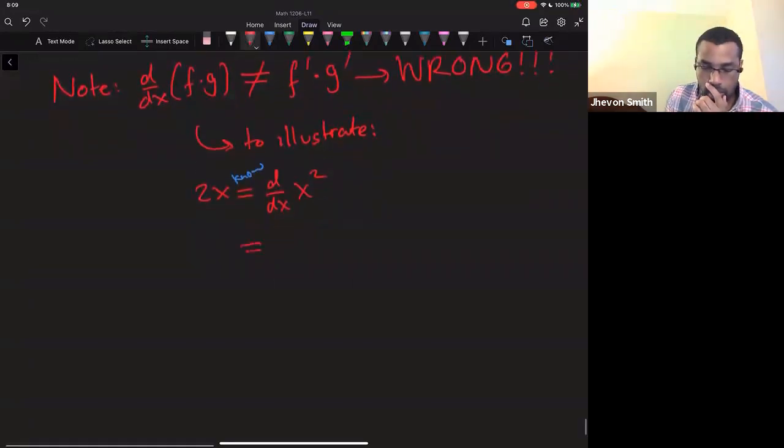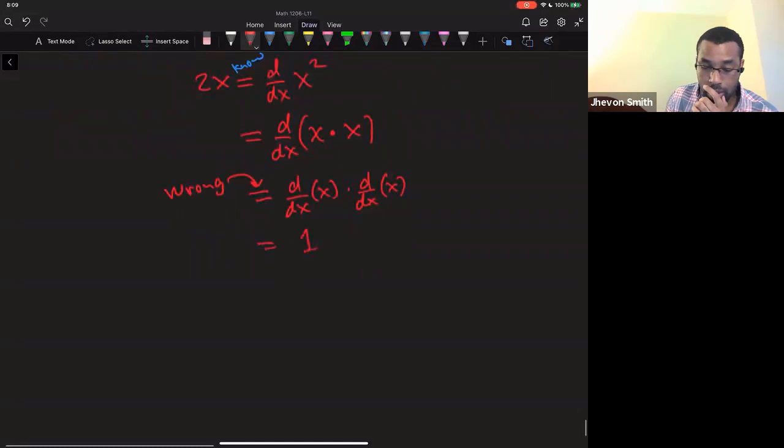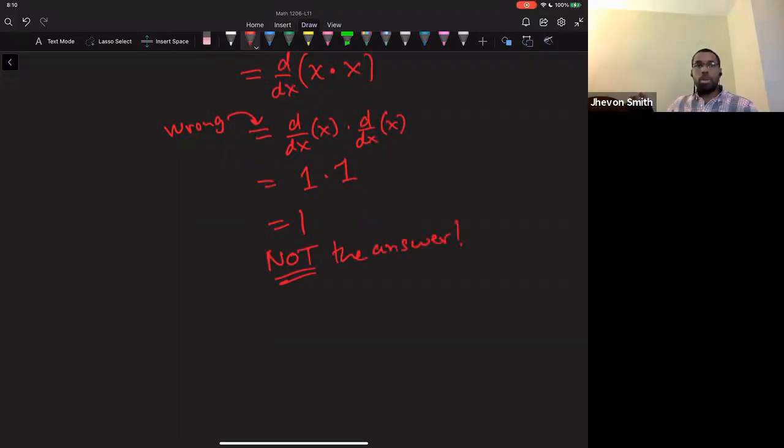And then instead what I did was write x squared as x times x. And then I'm going to do the wrong thing and just treat this as the derivative of x times the derivative of x. Then I would just get 1 times 1, which is 1, which is not the answer. So differentiating each piece of a product is not the way to differentiate a product. It's incorrect. You can't do that.